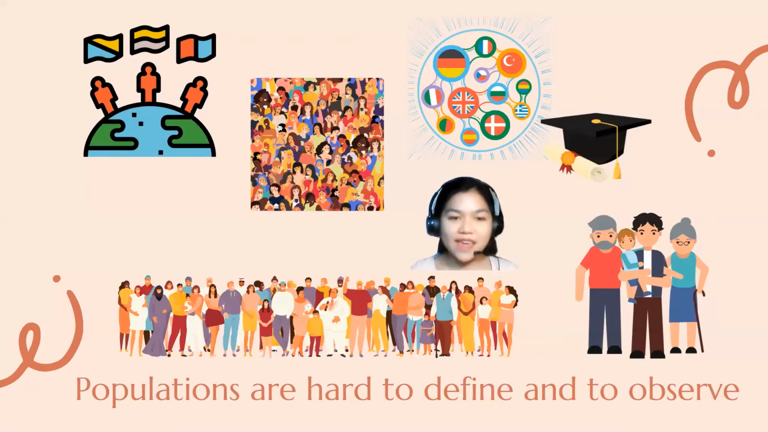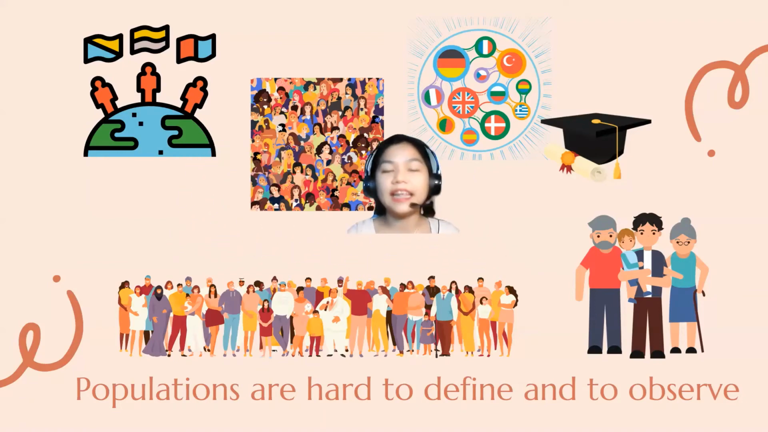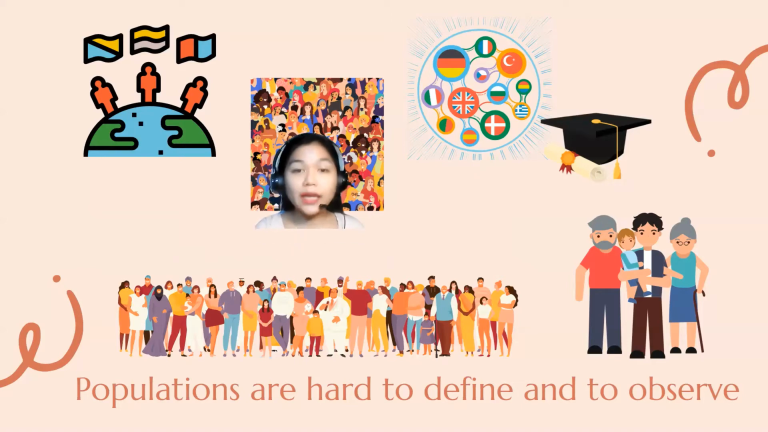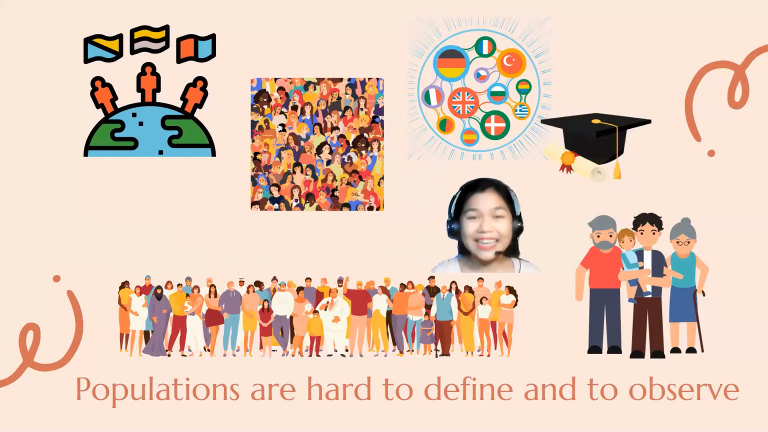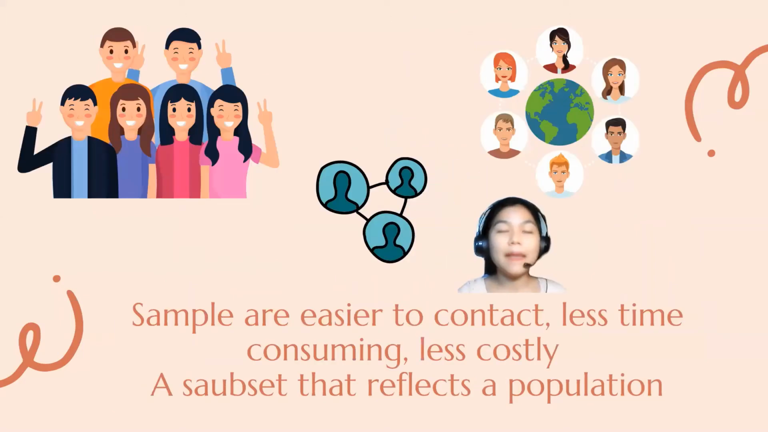One thing that makes the population hard to define and to observe is the reality that we could actually see variations in the entire population. Talking about the human population, we see variation in ages, in educational attainment, in civil status, in race, in ethnicity, in work status, and a lot more. So we opt to have samples.